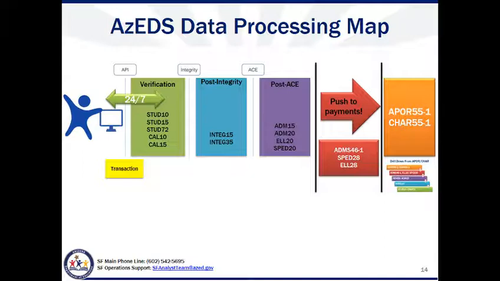As a result of that process, a report is generated. Every single time that somebody in ADE or a process in ADE touches your data, a report is generated, so understanding where to look at those reports is key. Pushing the payments only happens once a month. Then as a result, the 46-1, the SPED 28 or ELL 28 are generated on the public-facing portal as a summary report. And once payments is done looking at that, the APOR 55-1, if you're a district, is created, and the CHAR 55-1 is also created.